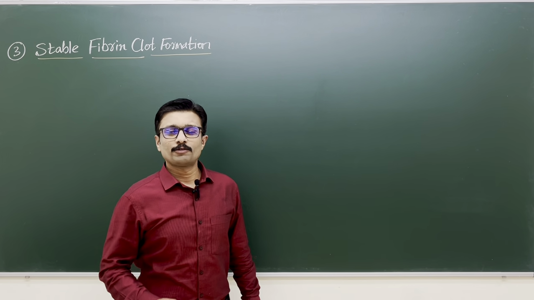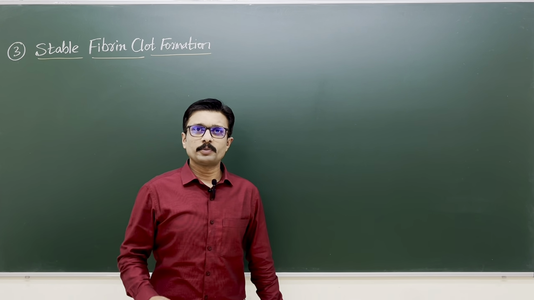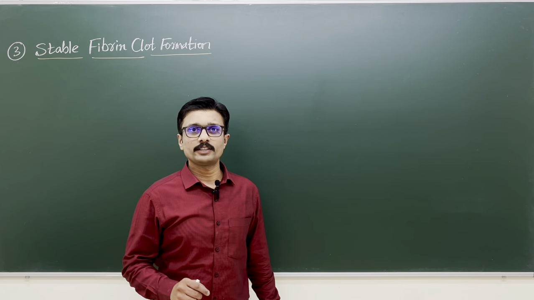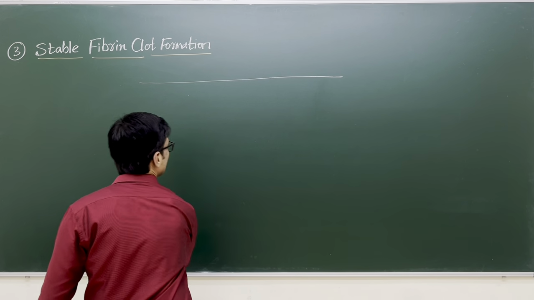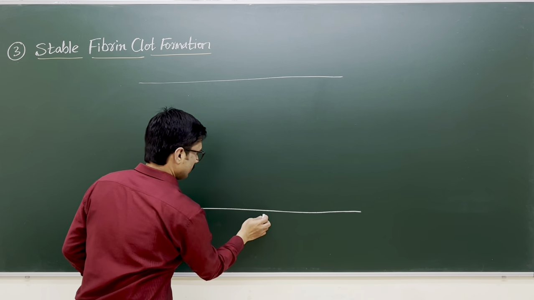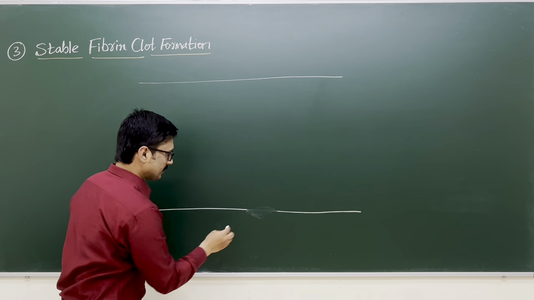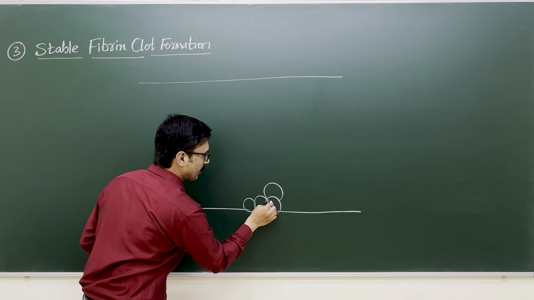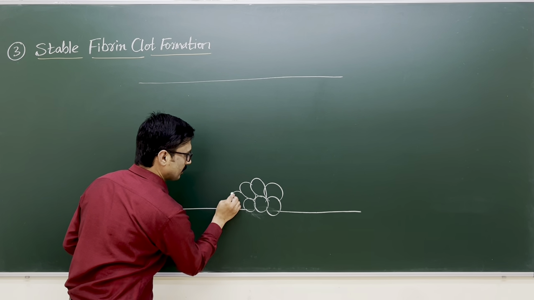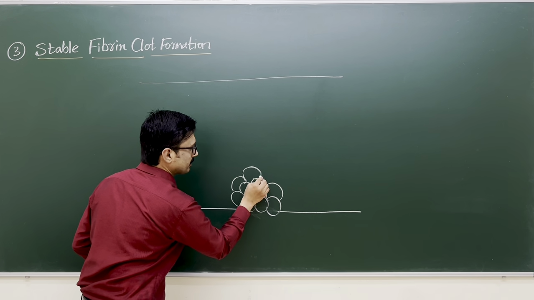The third step is formation of clot. Now I'll explain to you how fibrin clot is formed. See, this is the blood vessel. This is the injured area. This injured area is covered by platelet plug, by activated platelets. So these are all activated platelets.